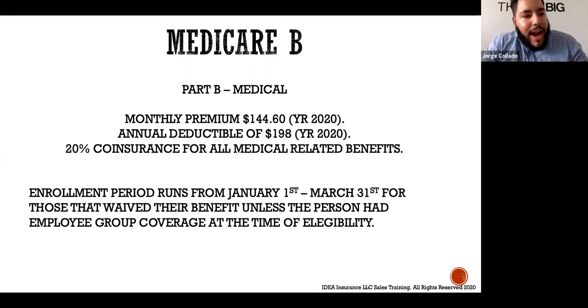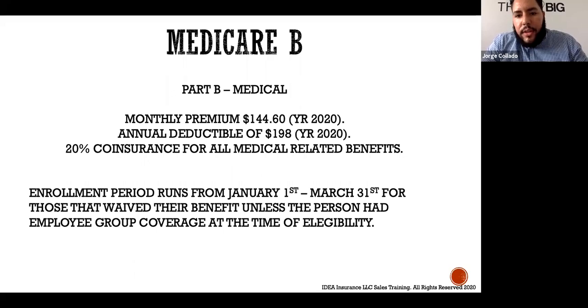Part B also has an annual deductible. This amount keeps raising every year. And for 2020, that deductible is $198. What is a deductible? As insurance agents, you know that the deductible is an amount that you have to pay before Medicare Part B covers services. And they will not cover any services until you meet that annual deductible. It's $198, almost $200 before they can get any service covered.